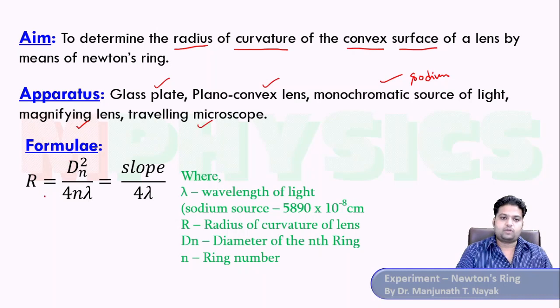Fine. This is the formula that you need to remember. D is the diameter of every ring, D_n, where n is the number of the ring, and it is squared, equal to 4nλ, where n is again the number of the ring and λ is the wavelength. You can also find the radius of curvature using the graphical method, that is slope upon 4λ, where you get the slope by plotting a graph of the number of rings n versus D squared. So D squared upon n would give you a slope of 4Rλ. Here the same thing that I've told you is listed in green.